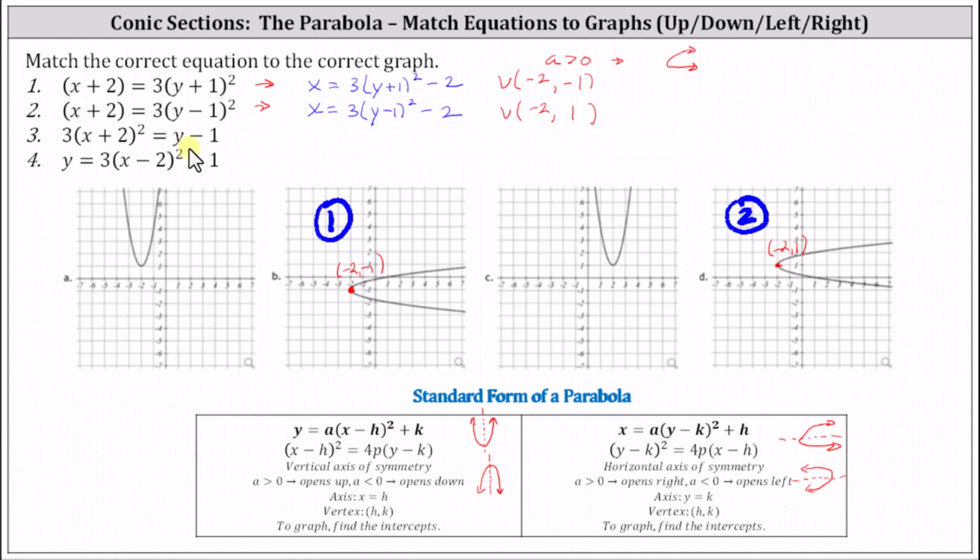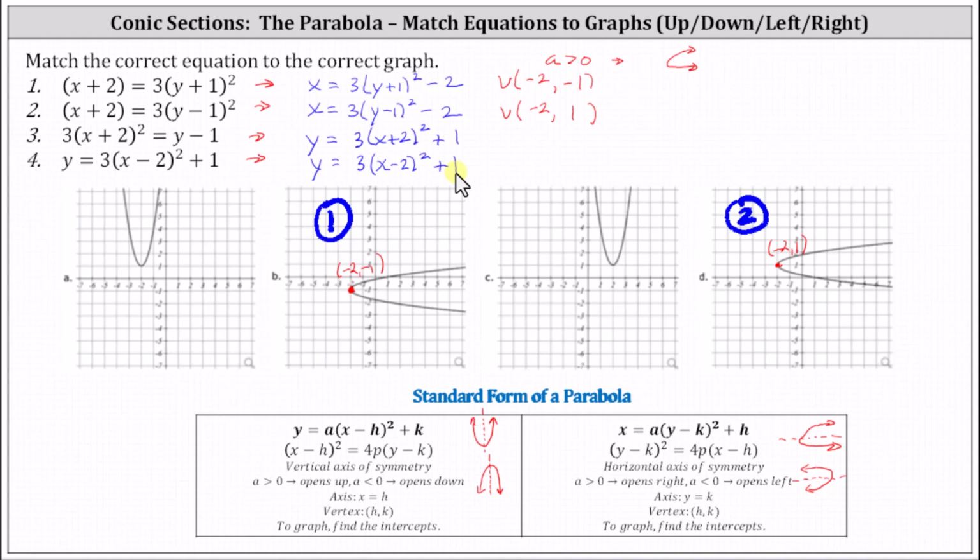Solving number 3 for y, we would add 1 to both sides of the equation, and if we reverse the order of the equation, we would have y equals 3 times the square of (x plus 2) plus 1. And then for number 4, notice the equation is already solved for y.